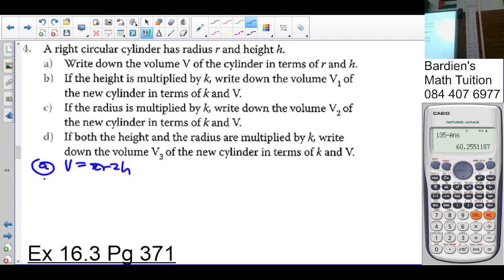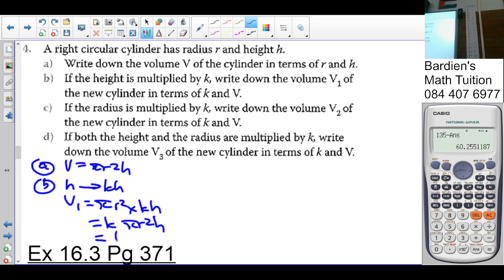Let's look at B. If the height is multiplied by k, write down the formula for V1. So if the height is multiplied by k, the height becomes kh. So V1 is equal to pi r squared times kh, which is k pi r squared h, which is kV.